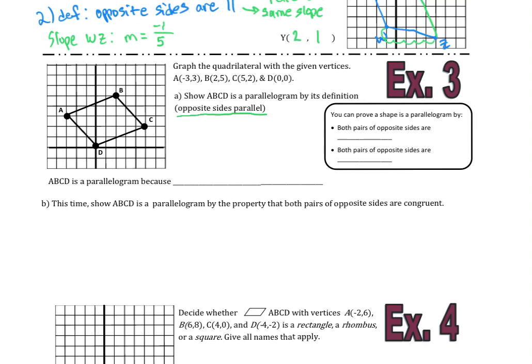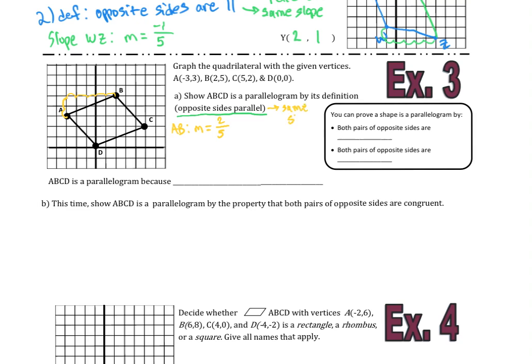So we're basically going to find the slope of all 4 sides here. Let's do AB first. The slope of AB, if I do rise over run, starting at A, is up 1, 2, so 2 for the rise, over 1, 2, 3, 4, 5. So the slope of AB is 2/5. We know by definition that the opposite sides of a parallelogram should be parallel, and parallel lines mean same slope.